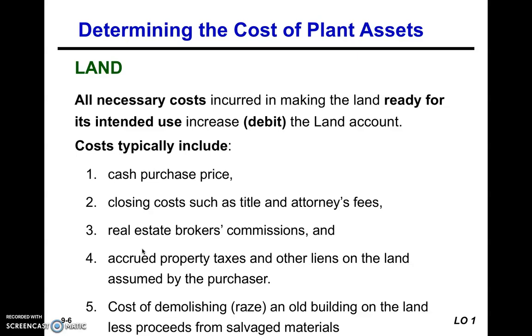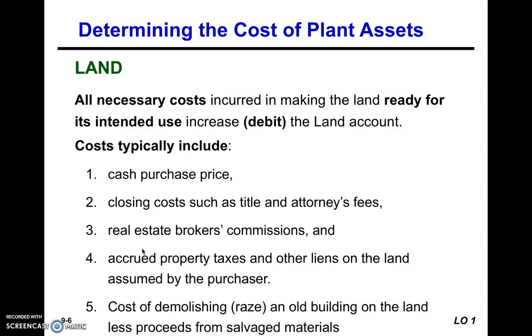Also, real estate broker commission is included. Now, what is accrued property tax that is included in the cost of land? Those are property taxes that the seller hasn't paid because they are old and overdue. So when the buyer pays them to acquire the land, that is also part of the cost.